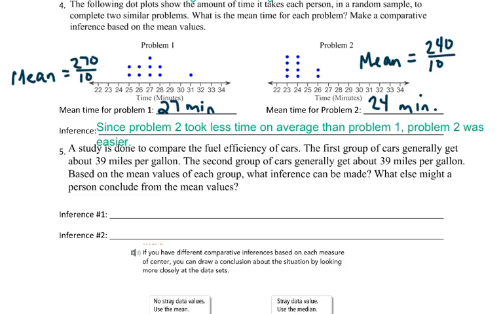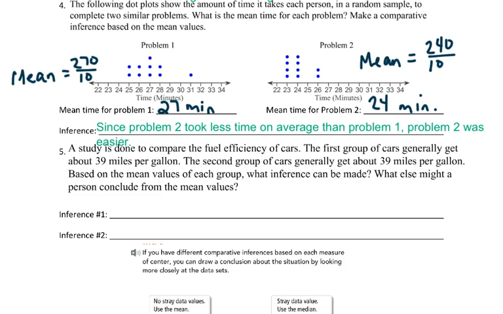A study is done to compare the fuel efficiency of cars. The first group of cars generally get about 39 miles per gallon, and the second group of cars generally get about 39 miles per gallon. Based on the mean values of each group, what inference can be made? What else might a person conclude from the mean values? So you have to know a little bit about cars and what miles per gallon means in order to make an educated guess or inference about what's happening here. But you can see that both sets of cars get about the same miles per gallon, or what we call fuel efficiency, as each other.